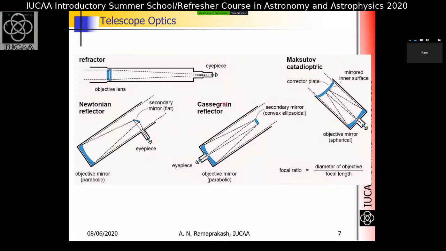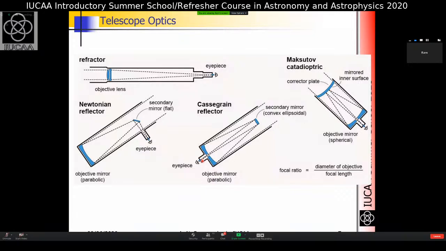Similarly, in the Cassegrain telescope, the primary mirror is a parabola, and then there is a convex ellipsoidal secondary mirror. So the light arrives here from the distant object and converges toward the secondary mirror. The secondary is convex, so it does not allow the light to converge immediately. It expands a little bit so that the light converges behind the primary mirror through a hole in the middle. And then you can put your eyepiece or your instruments there to carry out analysis of that light.